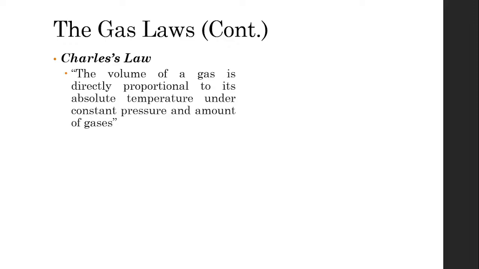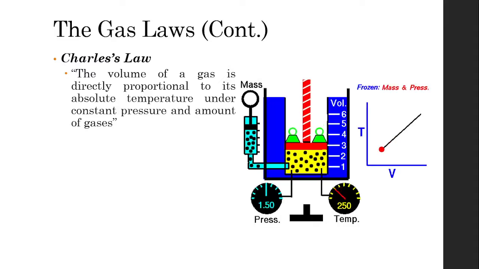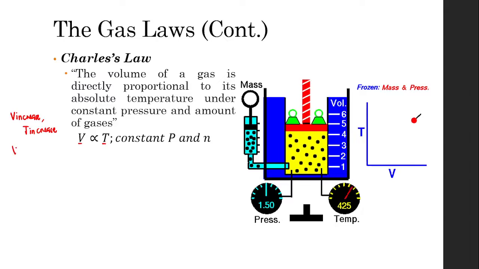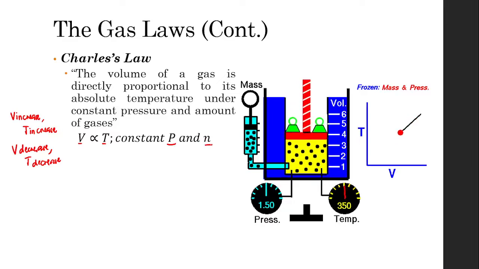Charles' law states that the volume of gas is directly proportional to its absolute temperature under constant pressure and amount of gas. What we mean by that is that V is directly proportional to T. If our volume increases, there should also be an increase in temperature. Or if our volume decreases, our temperature should also decrease, provided that our pressure and the number of moles of gas we have is constant.